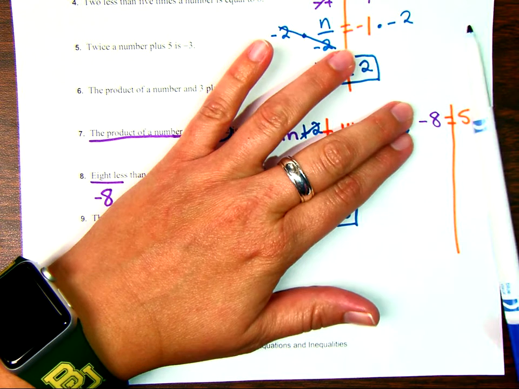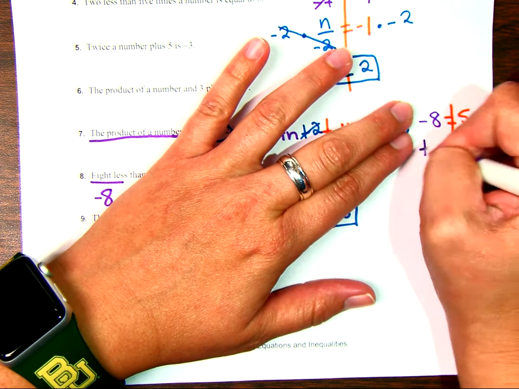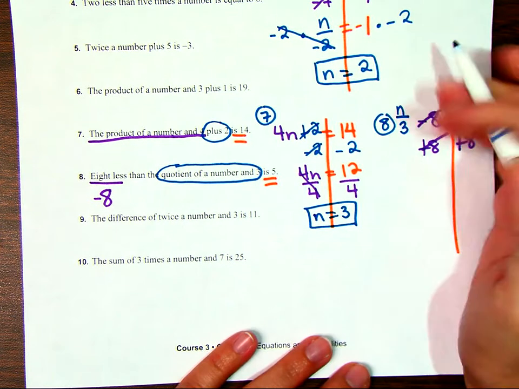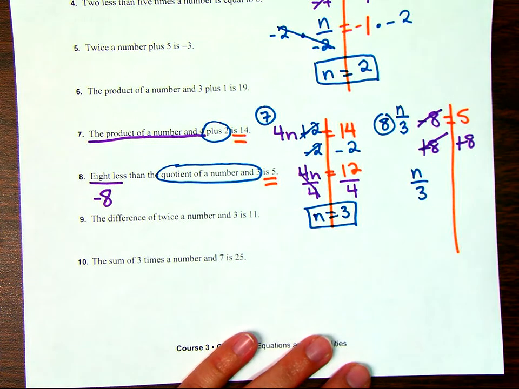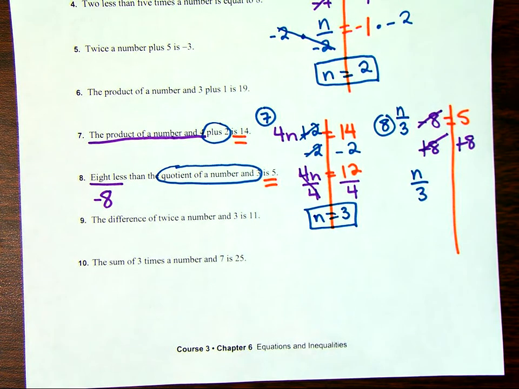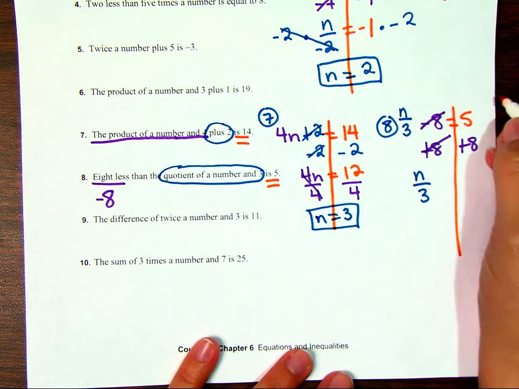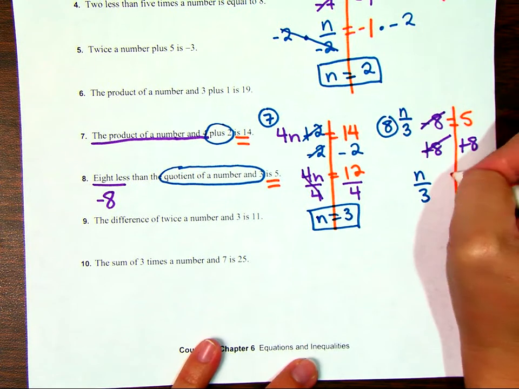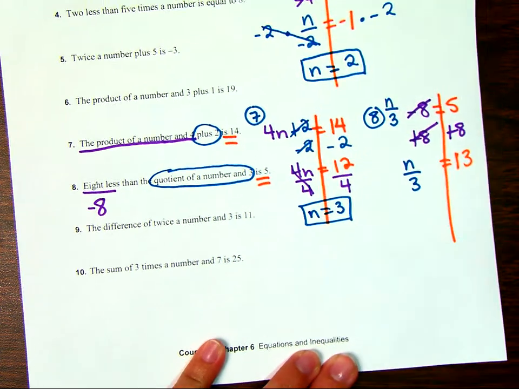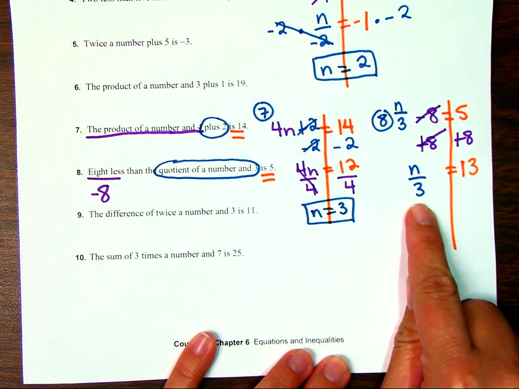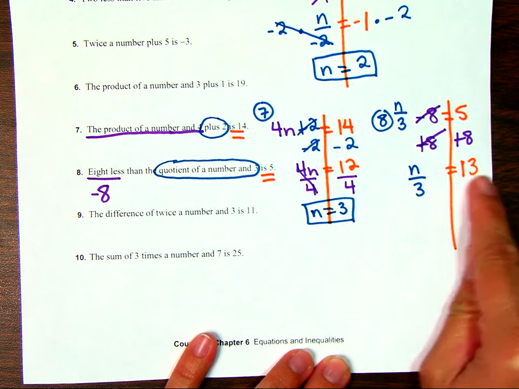So the opposite of negative 8 is positive 8. So that leaves me n divided by 3 on the left. 5 plus 8 is 13. And then I see divide by 3, so I have to do the opposite. So some number divided by 3 got me to 13.